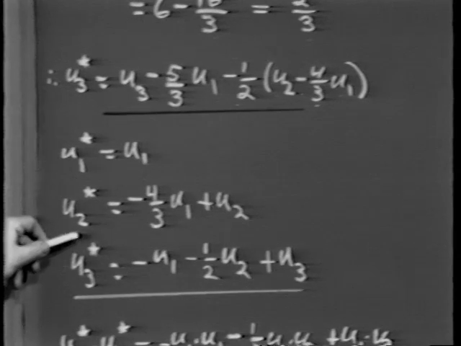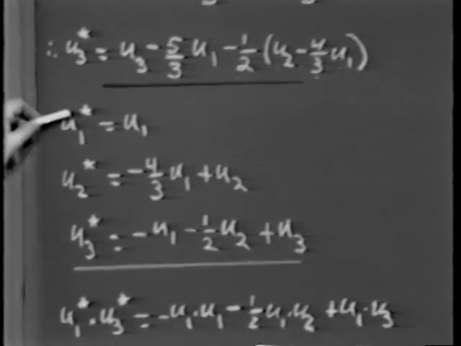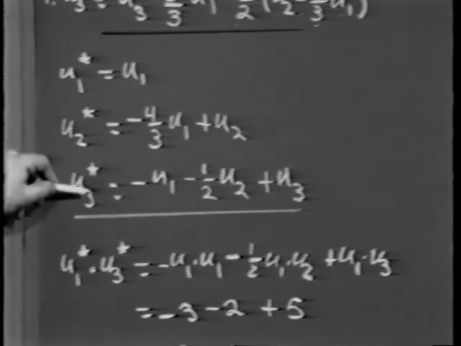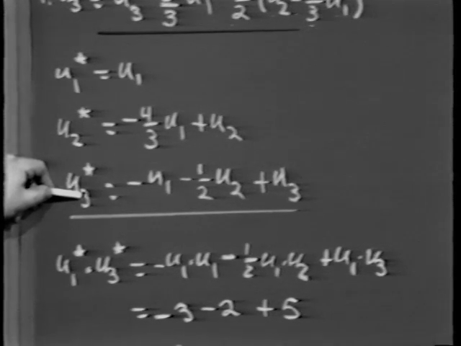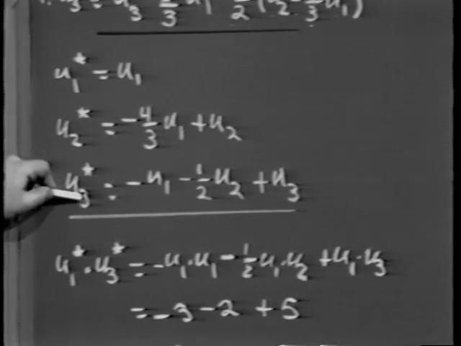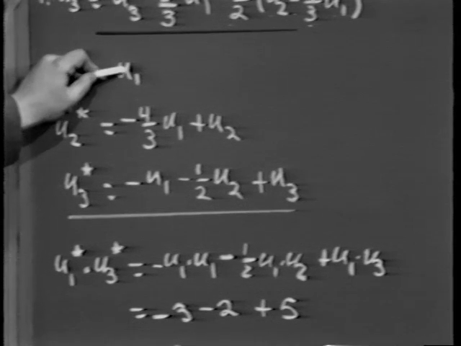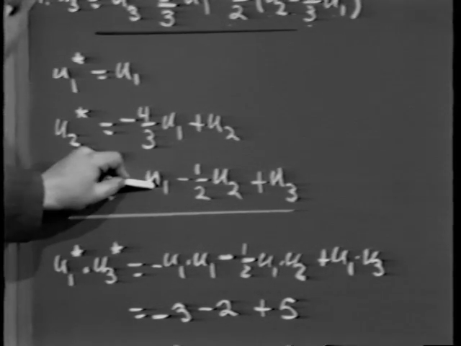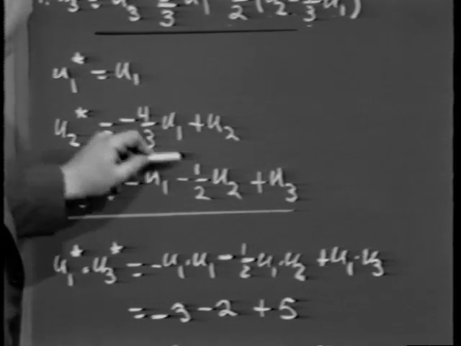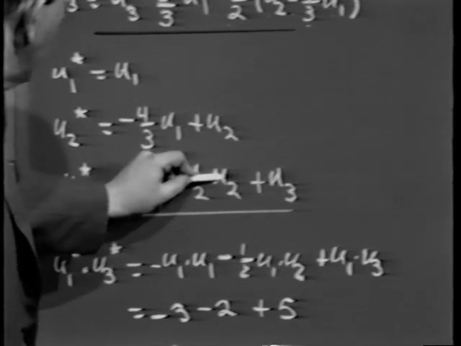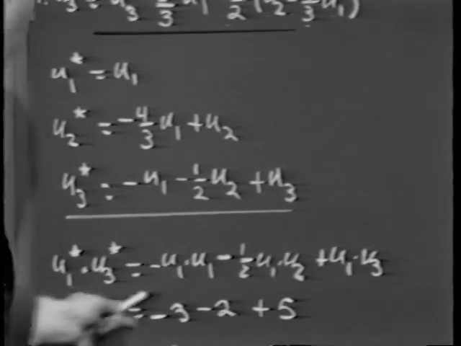As a quick check, and I'll leave some of the other details to you, let's actually check that u1* dot u3* is really 0. If I dot u1* with u3*, look at what I get. I get minus u1 dot u1 minus 1/2 u1 dot u2 plus u1 dot u3.